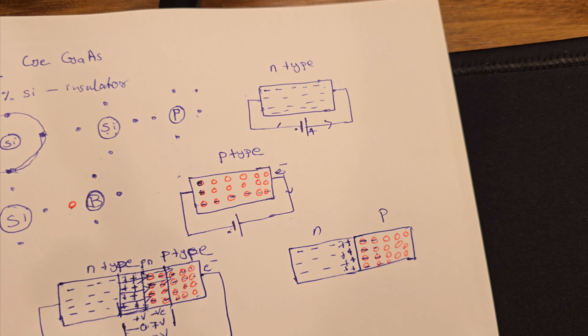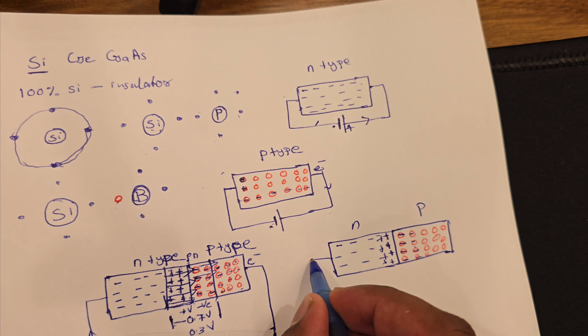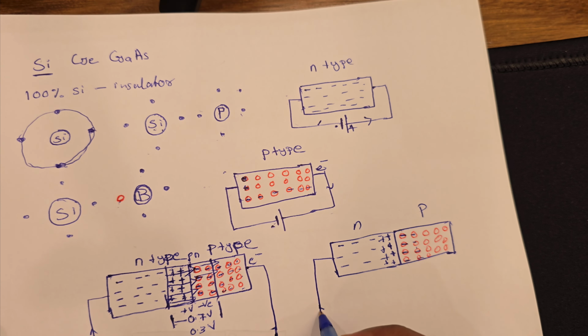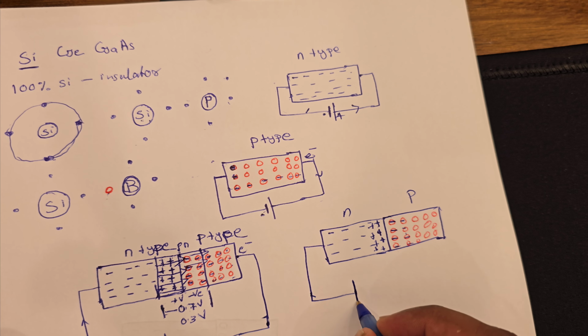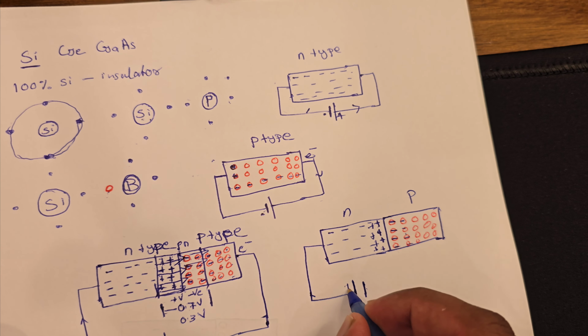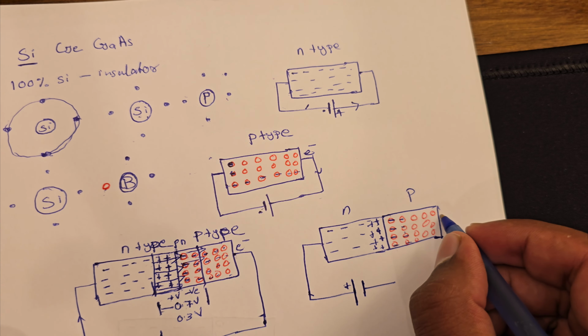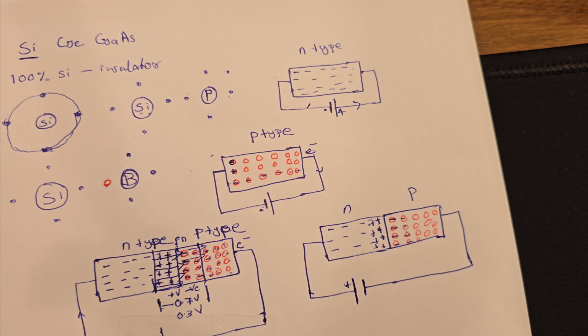This is the depletion region, and that voltage is 0.7 volt normally. So what happens if we connect the n to the positive terminal of the battery, and the p to the negative terminal of the battery? What happens?